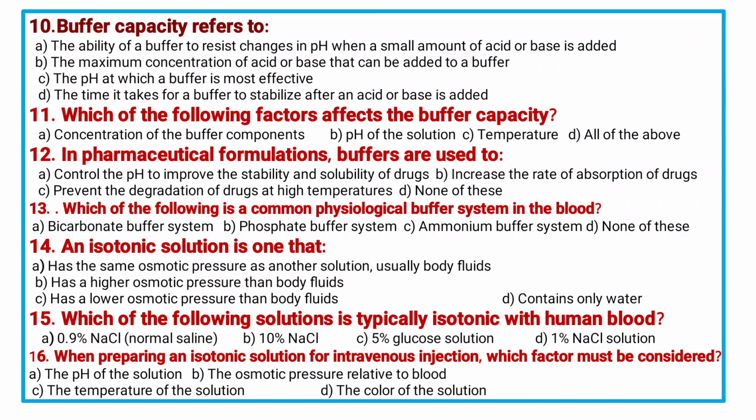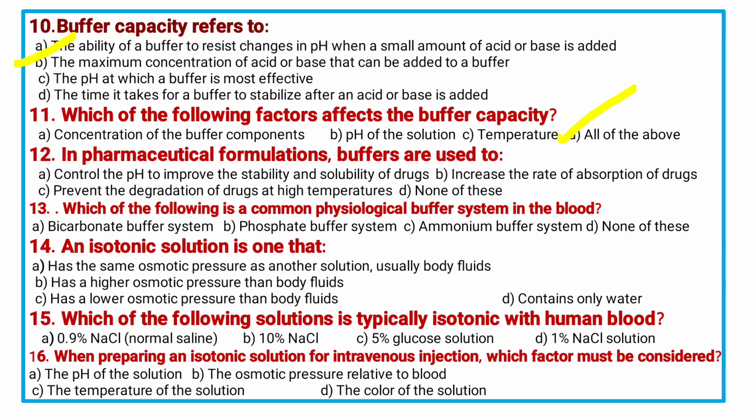The ability of a buffer to resist change in pH when a small amount of acid is added. Buffer capacity is the correct answer. Next, which of the following factors affect the buffer capacity? A. Concentration of buffer compound. B. pH of solution. D. Temperature. So D is the correct answer, all of the above.